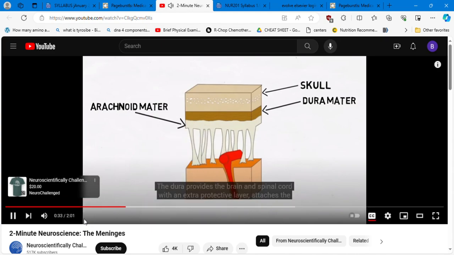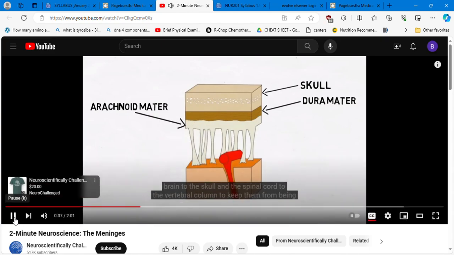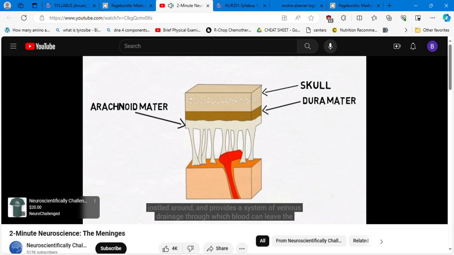The dura provides the brain and spinal cord with an extra protective layer, attaches the brain to the skull and the spinal cord to the vertebral column to keep them from being jostled around, and provides a system of venous drainage through which blood can leave the brain.